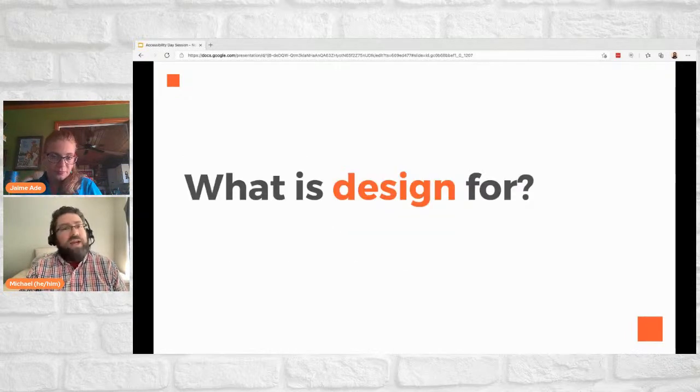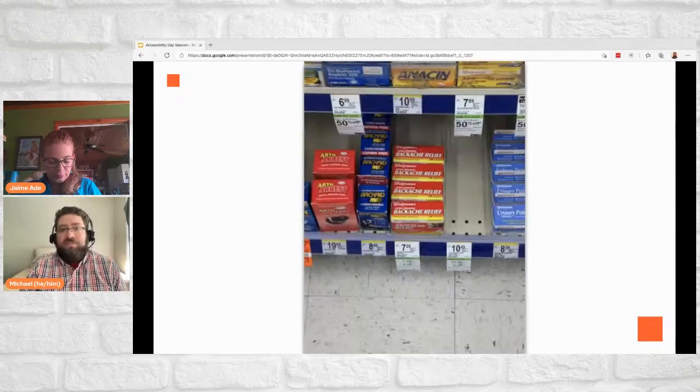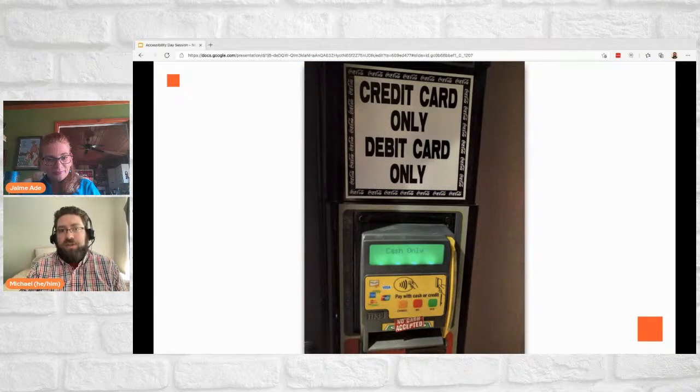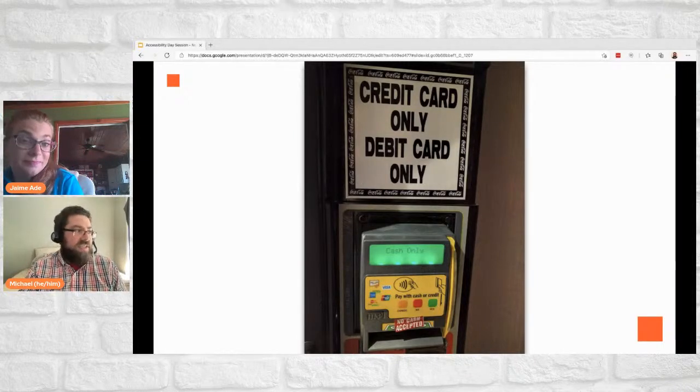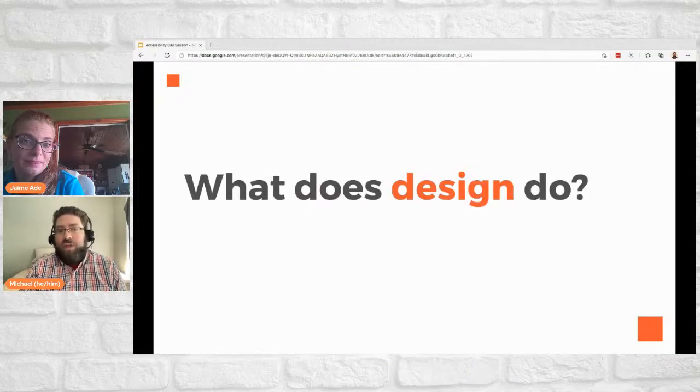Now, design in general, if we're asking what is design for, design's multi-purpose. It's meant to do a lot of different things. For example, design is meant to make it easy for people to get the things that they need. So this is an example of bad design, putting the back pain medication on the bottom shelf at the pharmacy. Right? Design's also meant to help clearly communicate to users what they're meant to do and what's expected of them. So this is one of my favorite images where it says credit card only, debit card only, cash only, no cash accepted, pay with cash or credit. Little confusing.